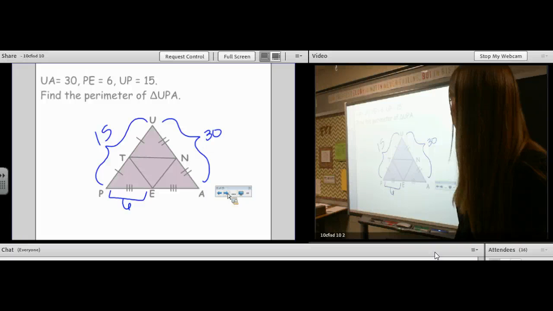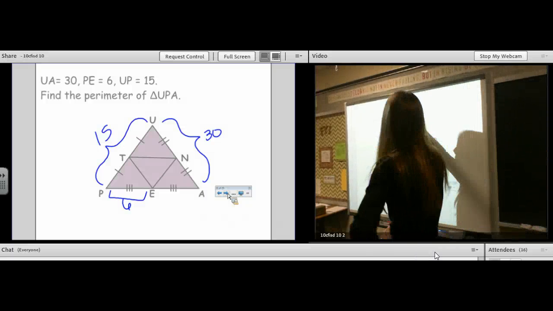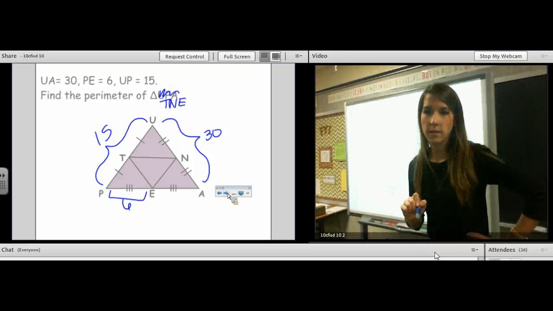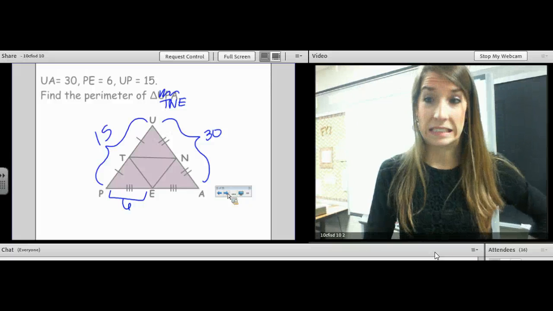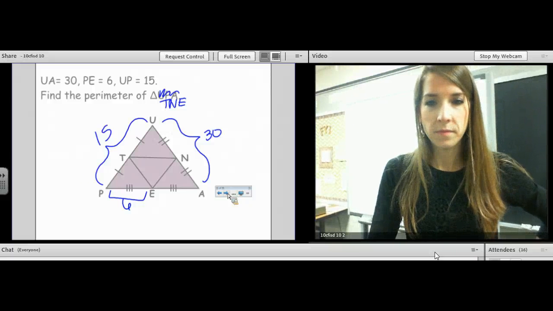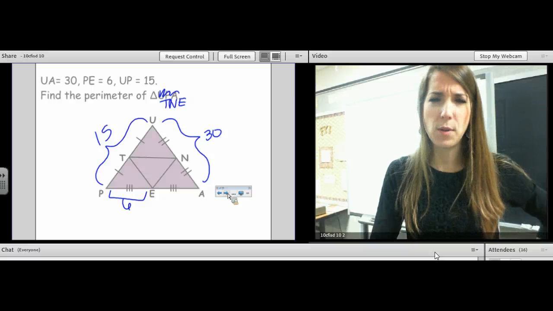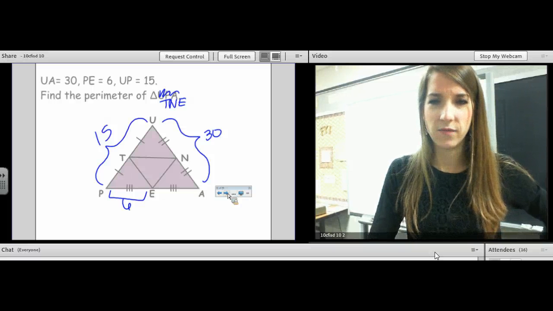I think I meant to find the perimeter of TNE. Let's do that. Find the perimeter of TNE. Sorry. Because I like that better than finding the perimeter of UPA, because that's too easy.